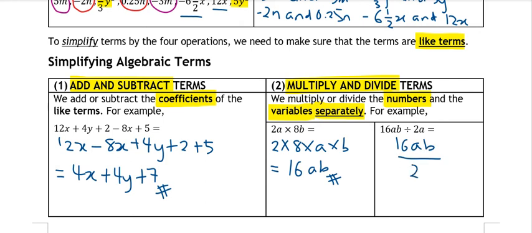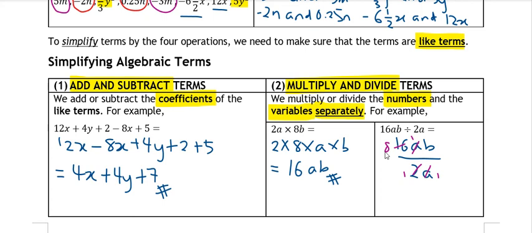16ab out of 2a. And the same idea applies. You have to multiply the numbers with the numbers and the variables with the variables. So here, 16 divided by 2 will be 8. And a over b divided by a. So a divided by a will be 1, right? So here, you cancel a already.